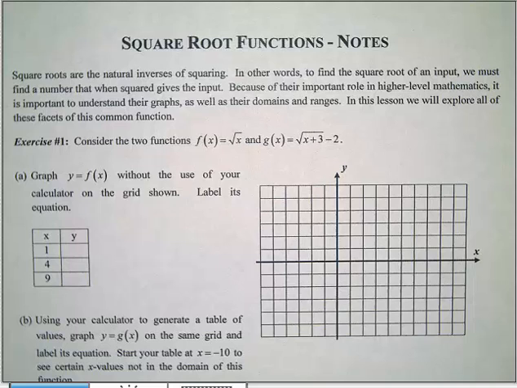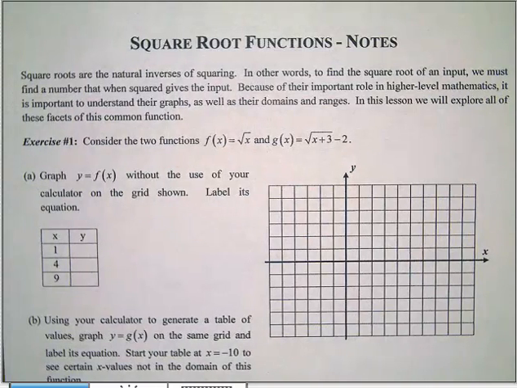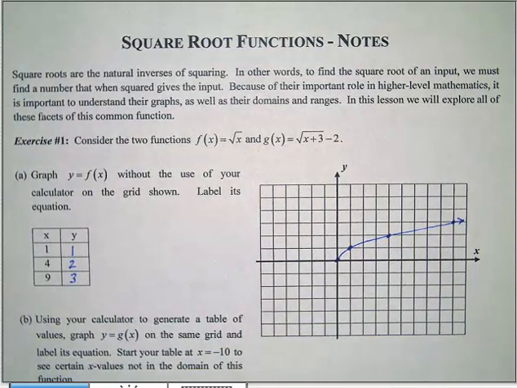So consider the two functions, f of x equals the square root of x, and g of x equals the square root of x plus 3, minus 2. Graph y equals f of x without the use of your calculator on the grid shown, and label its equation. So go ahead, pause the video, and find the y values and graph it. You should know that the square root of 0 is 0, so this graph starts at the origin, and then I filled in the table of the three values given.